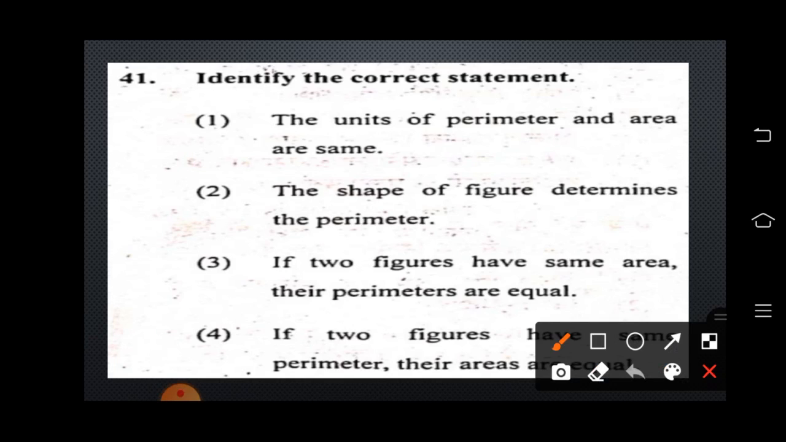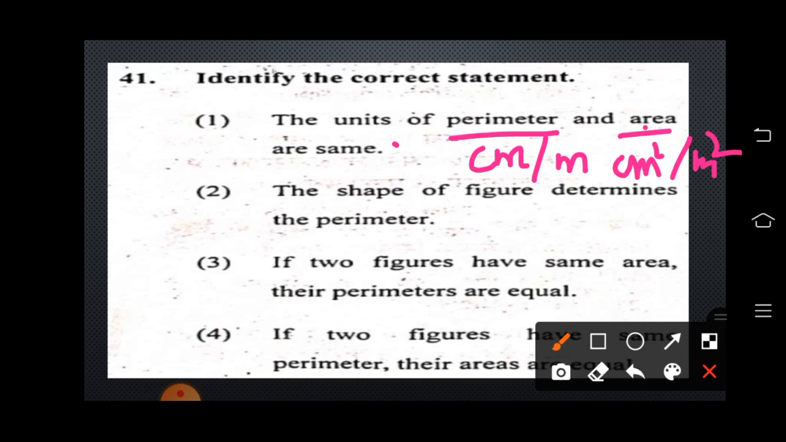So option 1, the units of perimeter and area are same. Here the unit of perimeter is centimeter or meter, and the unit of area is centimeter square or meter square. So here they gave that the units are same for both the perimeter and the area, and option 1 is wrong. The units are not same for the perimeter and the area.